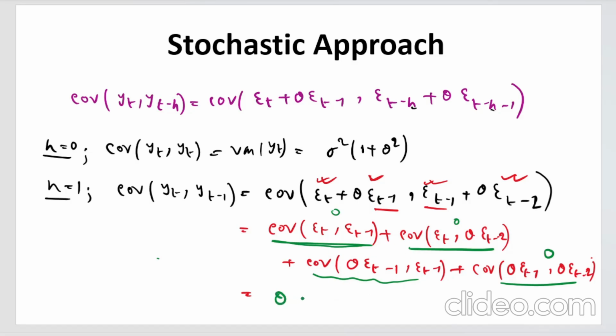Theta will come out, and then you have covariance of epsilon t minus 1 with epsilon t minus 1. So theta into this will be variance of epsilon t minus 1. And what will that be? Variance of epsilon t minus 1 is simply sigma squared, right? So for h equals 1, we found that theta sigma squared is the autocovariance. Now what about h equals 2?